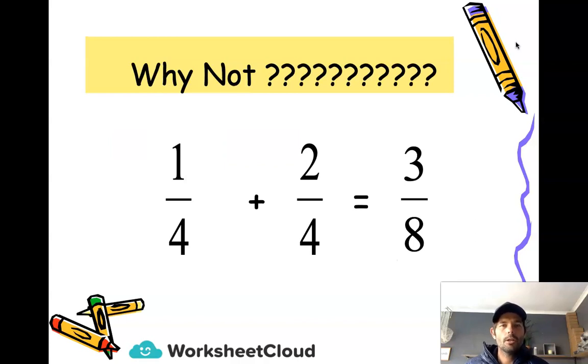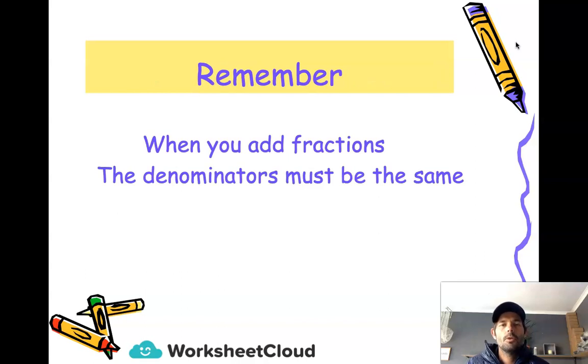Okay, why can I not say 1/4 plus 2/4 is equal to 3 over 8? And yes, you're quite correct. 1/4 plus 2/4 is not 3 over 8. So what they've done in this example here is they've added the numerators. 1 plus 2 is 3, which is fine. But in addition of fractions, we do not add the denominators. Okay, we simply keep them the same. So for this example, when you add fractions, the denominators must be the same.